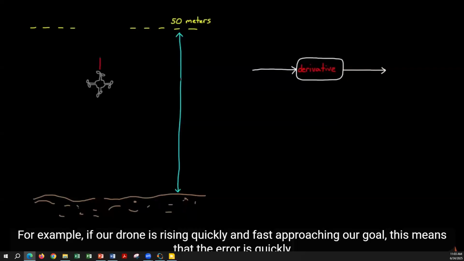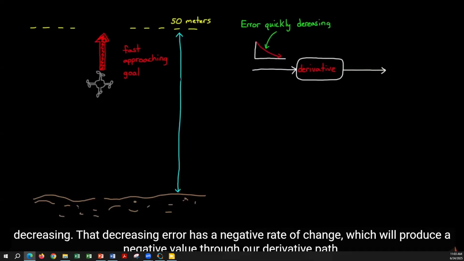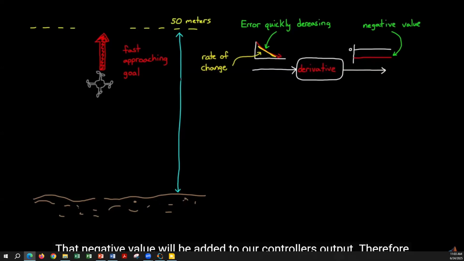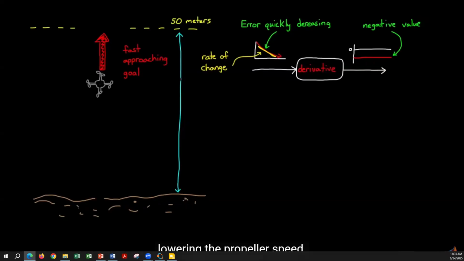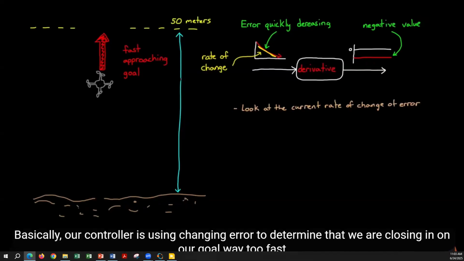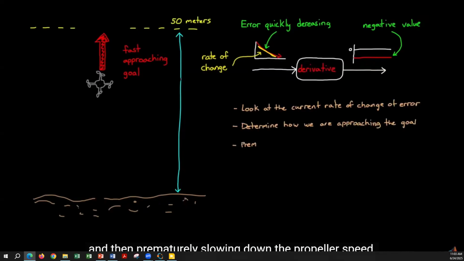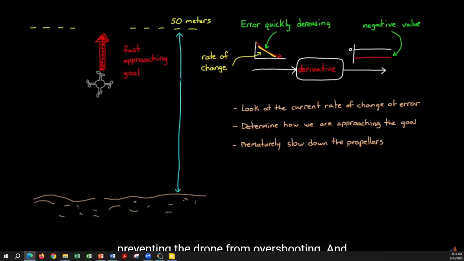For example, if our drone is rising quickly and fast approaching our goal, this means that the error is quickly decreasing. That decreasing error has a negative rate of change, which will produce a negative value through our derivative path. That negative value will be added to our controller's output, therefore lowering the propeller speed. Basically, our controller is using changing error to determine that we are closing in on our goal way too fast, and then prematurely slowing down the propeller speed, preventing the drone from overshooting.